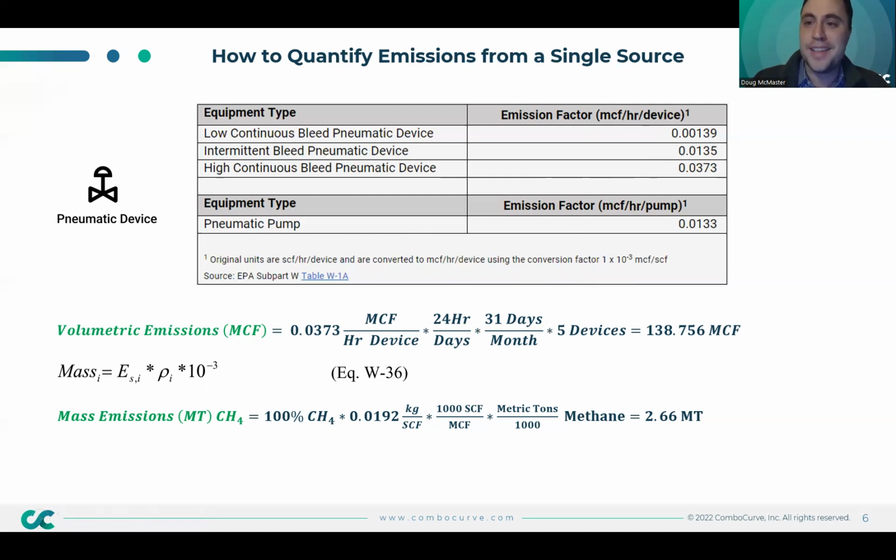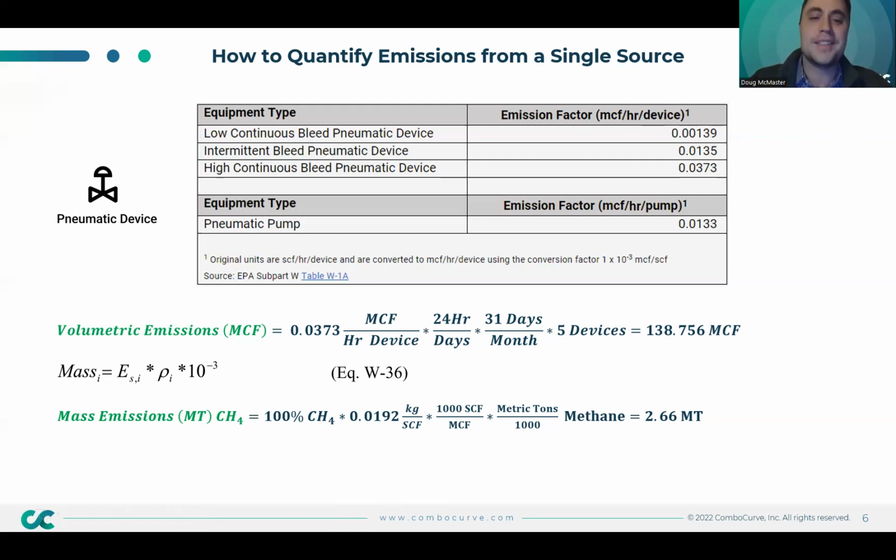Since we know that the industry runs on monthly data when it comes to planning and reconciliation, it's a very common cadence. It's important to understand 1 month so you can understand the entire time series. And if we just multiply these together, we get 138 MCF emissions. In this case, the assumption here is this pneumatic device is being run on natural gas.